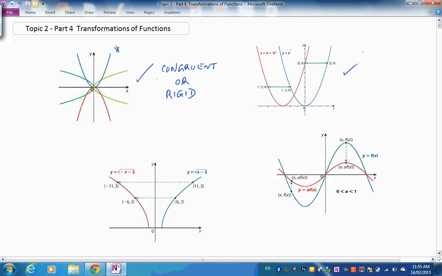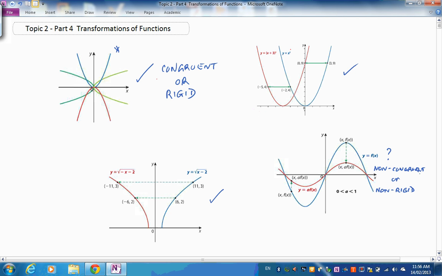Here's another one where you can see the blue one's gone to the red one, and there's been no change in shape. It's a congruent or rigid transformation. Here's another one. The blue one's gone across to the red one. Oh, but what about this one here? The blue one's gone to the red one. There has been a shrinking. There's a change in shape here. So this is a non-congruent or non-rigid transformation. So we're going to look at all of these types of transformations in this next section.